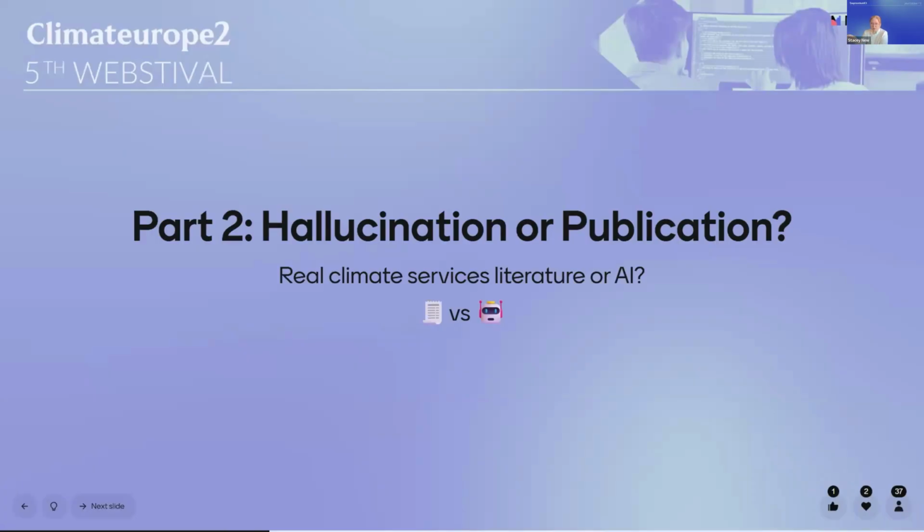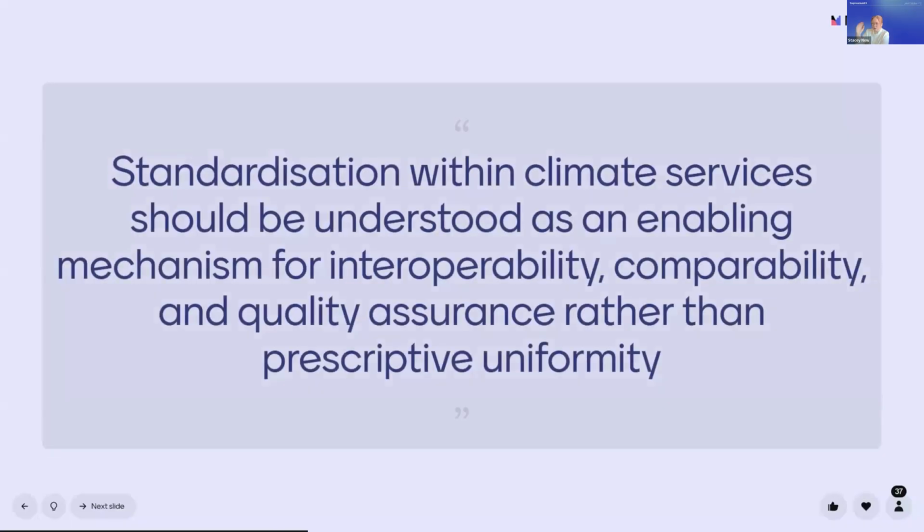And then the part that I want you to interact with is how confident you are. There'll be a sliding scale, and I want you to put how confident you are in terms of if you really think it's AI or if you really think it's human generated. So the first quote is, standardization within climate services should be understood as an enabling mechanism for interpretability, comparability, and quality assurance rather than prescriptive uniformity.